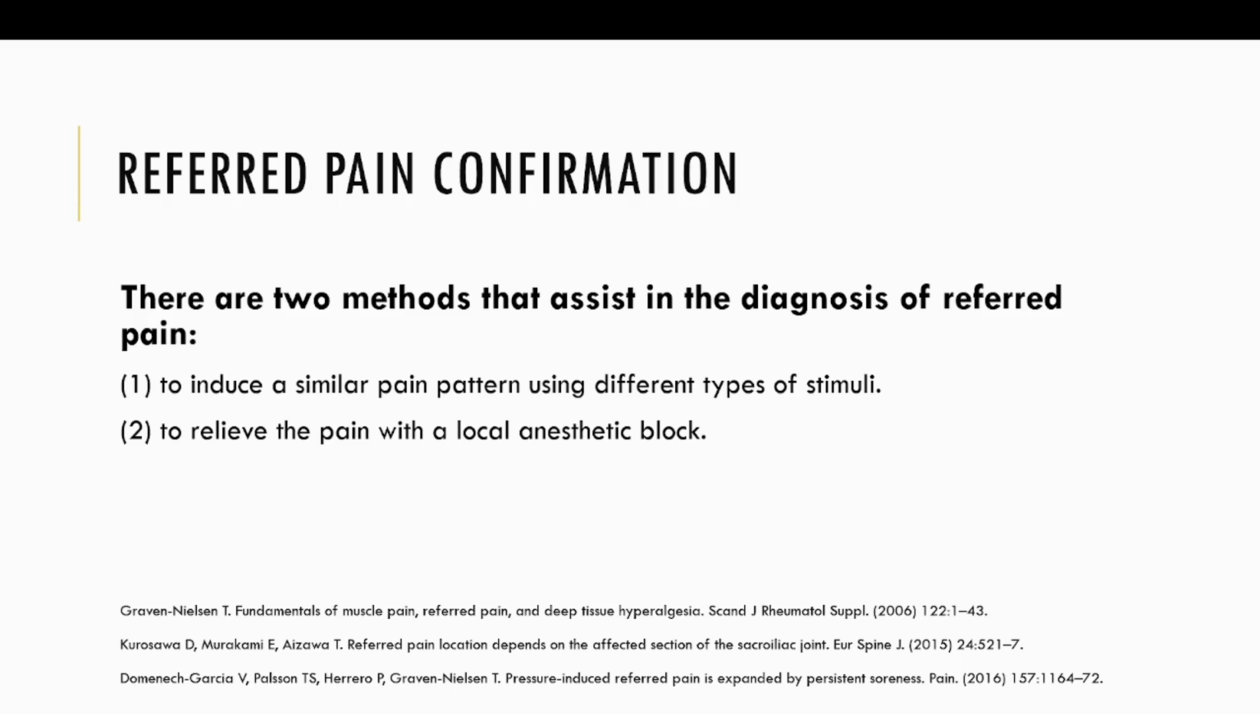The second approach is to relieve the pain using a local anesthetic block. If the referred pain subsides after the injection at the suspected source, this also confirms its origin. These two methods are often used together in both research and clinical practice to increase diagnostic accuracy. But please remember that this is a solution for joint referred pain, not for trigger points.